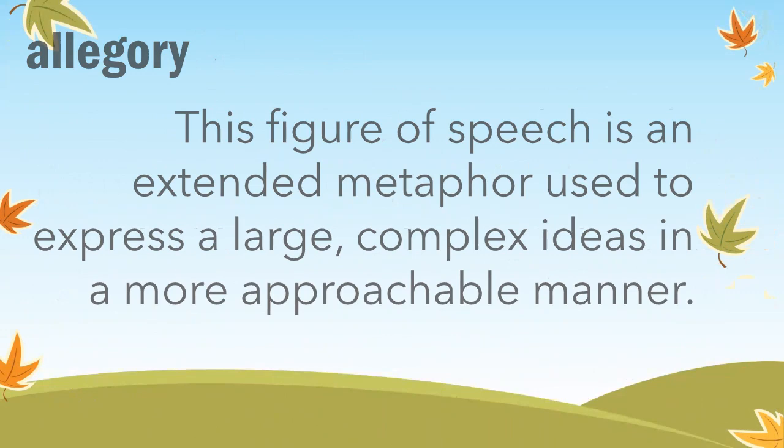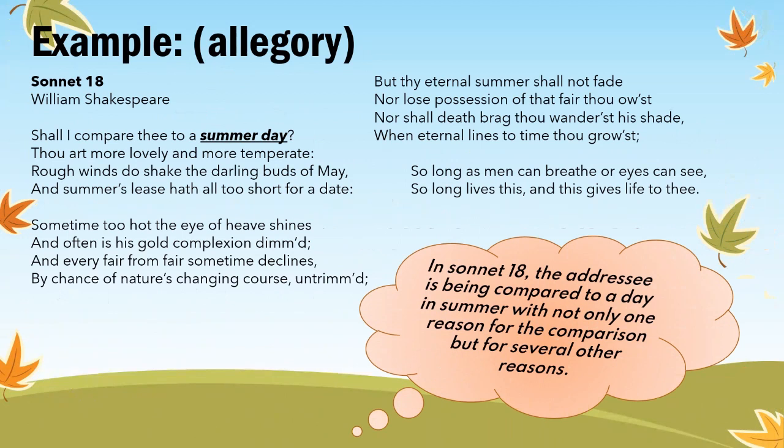In Sonnet 18 by William Shakespeare, the underlined italicized phrase is "a summer day." Now, if you read the first line, "Shall I compare thee to a summer day?" The persona in the poem is comparing the lover to a summer day. All throughout the sonnet, the persona is comparing his or her lover to the characteristics of a summer day. So it is an extended, longer comparison. That is what we call allegory.